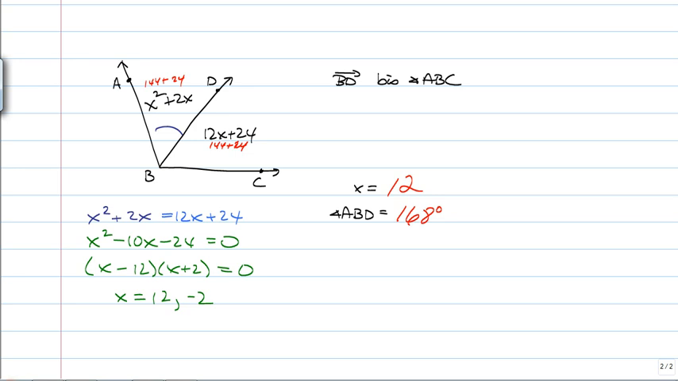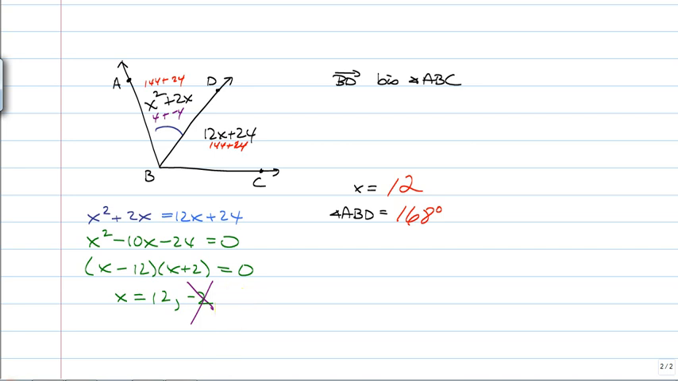Now you try the negative 2. Negative 2 squared is 4, plus 2 times a negative 2 is a negative 4, so you have a 0-degree angle. We cannot have a 0-degree angle, because 0 and another 0, because this would be negative 24 and 24, that's like saying this angle doesn't even exist. So if it's 0 or a negative angle, it does not work. So your only answer for this is 12 and 168 degrees.